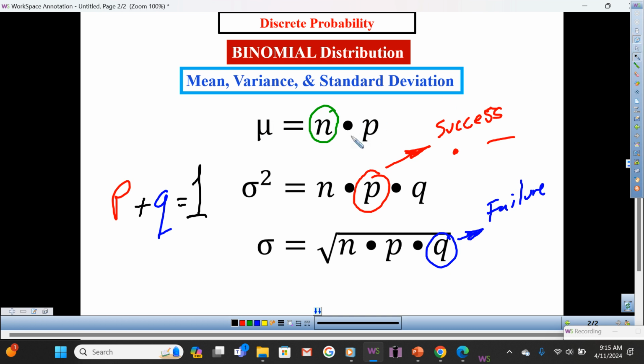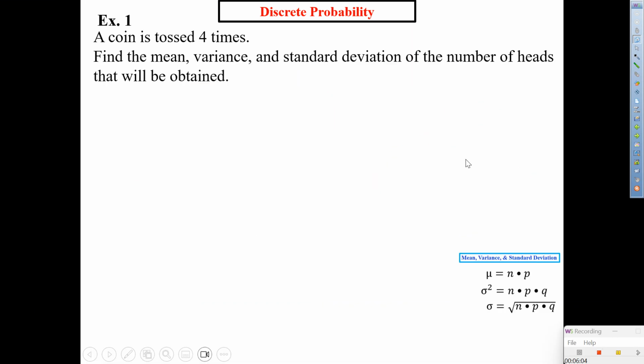And pretty straightforward. Mean, N times P. Variance, N times P times Q. And at the end, to get the standard deviation, square root of that. Alright? With that said, copy this one.